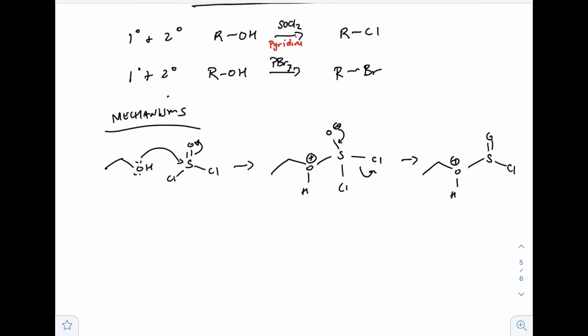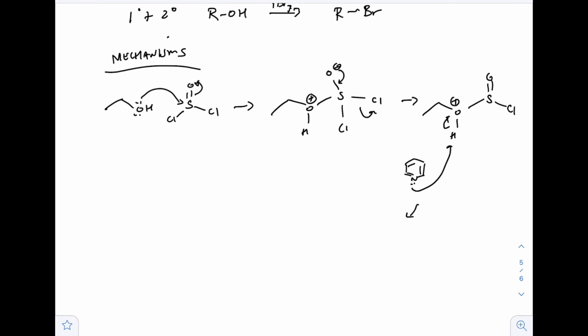Okay, don't forget about that chlorine. It's coming back later. So the pyridine, remember, pyridine is a good base. What it does is it neutralizes that oxygen by removing that proton, and we've got this molecule here. Now we've also got a pyridinium ion, right? That's a pyridine with a proton on it, positively charged.